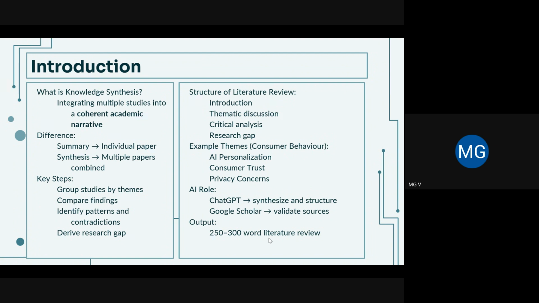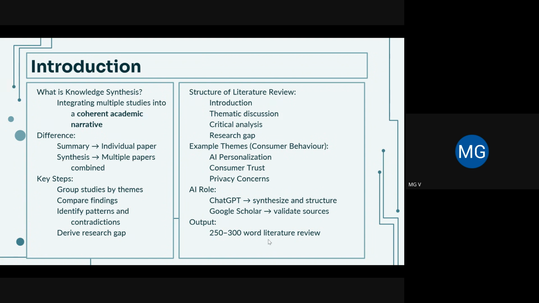ChatGPT can assist in structuring this synthesis into a well-written literature review, but you must ensure that all sources are validated through Google Scholar. The literature review should not merely describe studies, but analyze relationships and identify gaps. For example, while several studies confirm the positive impact of AI personalization on purchase intention, few examine long-term trust dynamics.